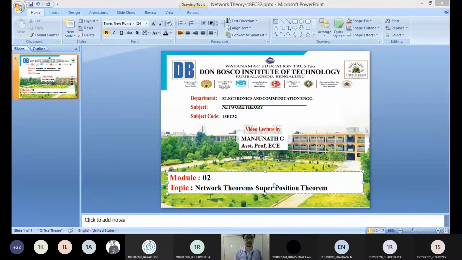So today we'll go with module number 2, that is your network theorems. We'll discuss what is the meaning of network theorems. Then we'll proceed with the first theorem called superposition.